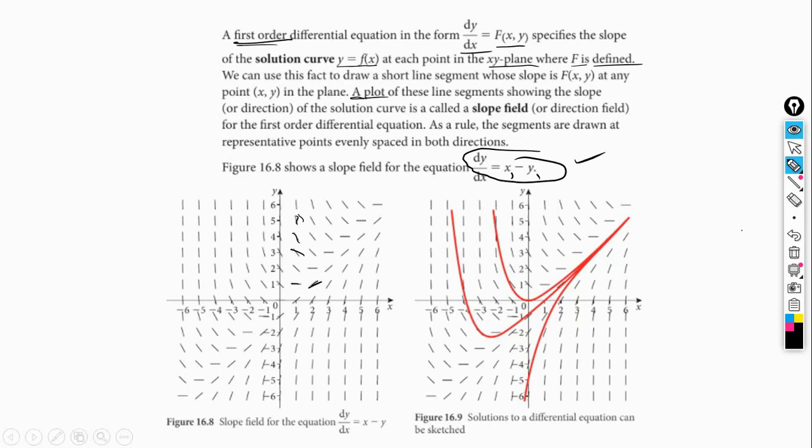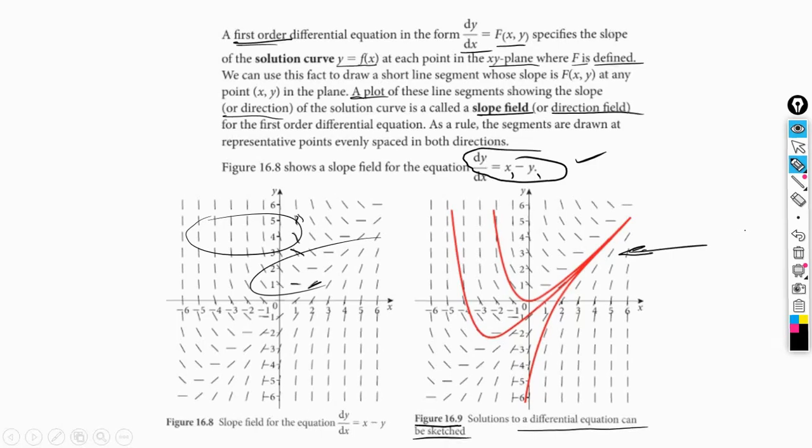A plot of these line segments showing the slope or direction of the solution curve is called a slope field, also known as a direction field, for the first-order differential equation. As a rule, the segments are drawn at representative points evenly spaced in both directions. So we can see that these points are all evenly spaced. If you take a look at figure 16.9, you can see that the solutions to a differential equation can be sketched using the slope field. So you can see here 3 different curves that were sketched using the slopes obtained from the differential equation.